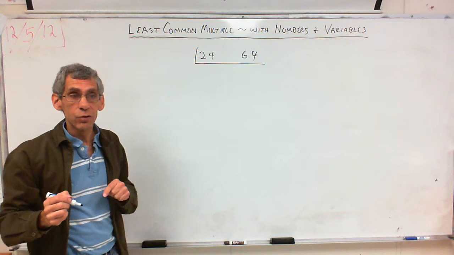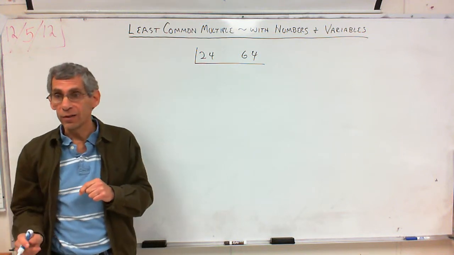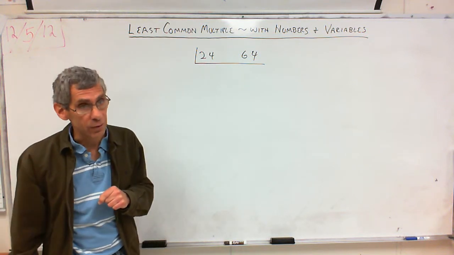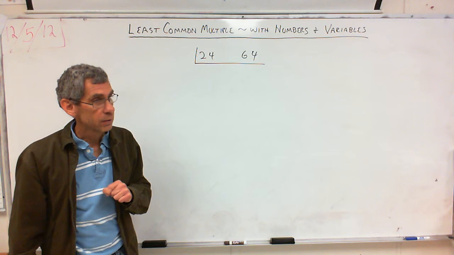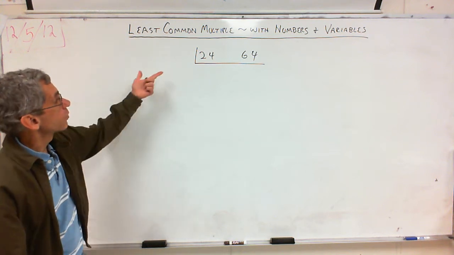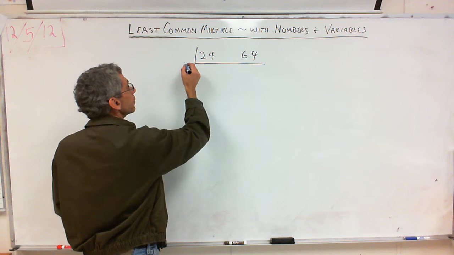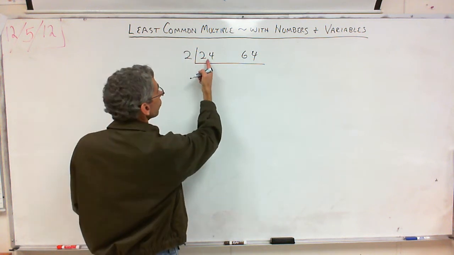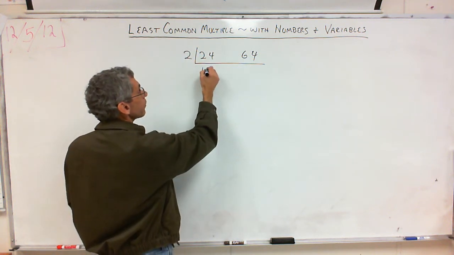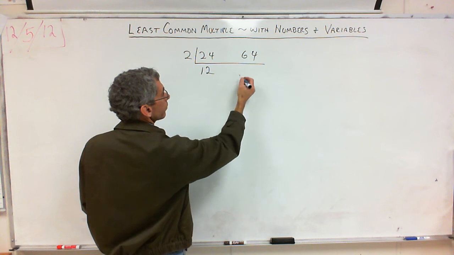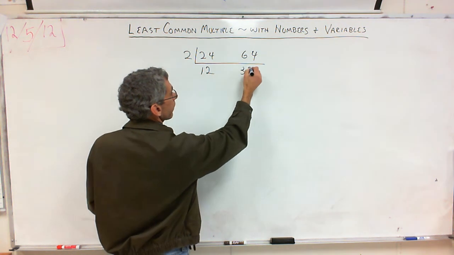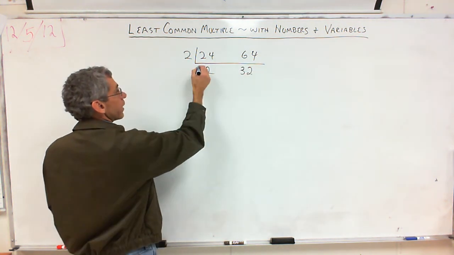I am going to use my upside down birthday cake method to find the greatest common factor. Remember how I did that? So what goes into both of these? 2. We'll do 2. So 2 goes in 24 how many times? 12 times. 2 goes in 64 how many times? 32 times, right? All right, so now let's see.